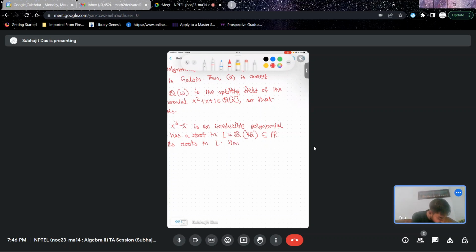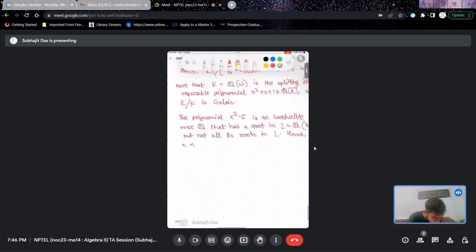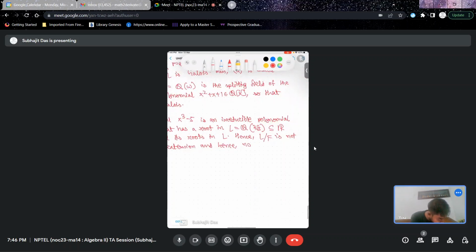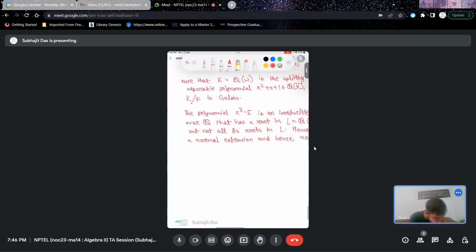Hence, L over F is not a normal extension, and hence not Galois. So certainly option D is incorrect. D is not correct.